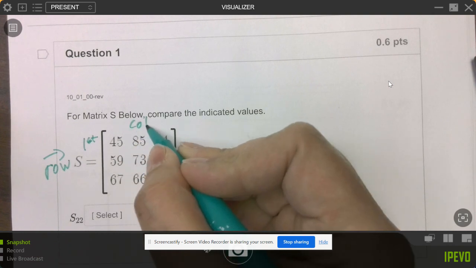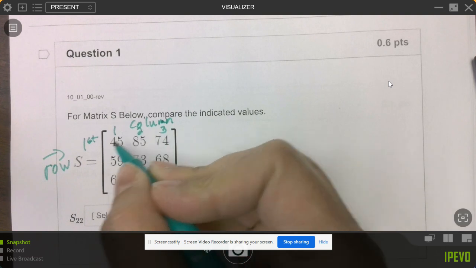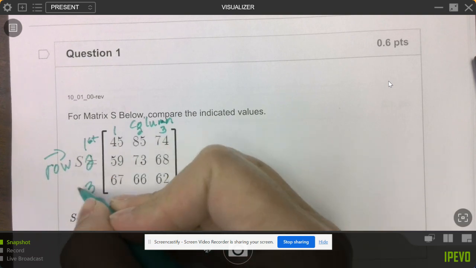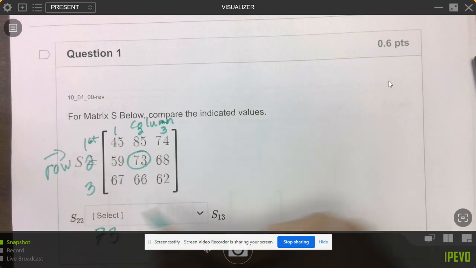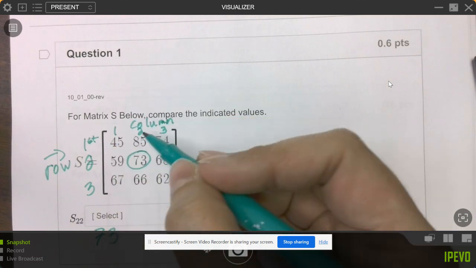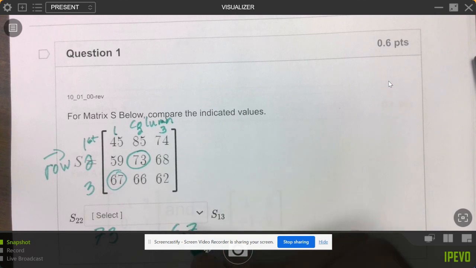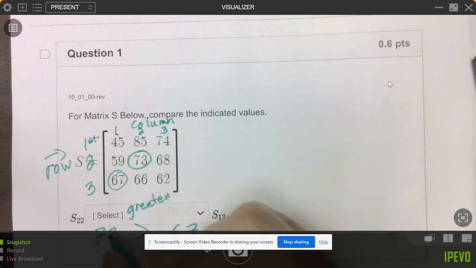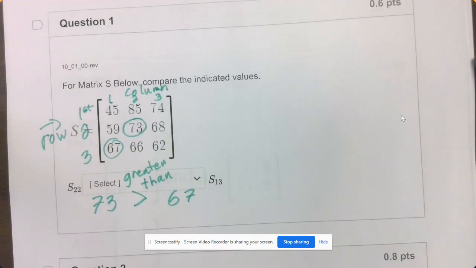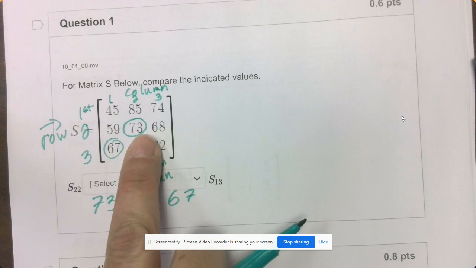Column. So 1, 2, 3. So it's going to be the second, so it would be this one, so 73. And S1, 3. Okay, so it's going to be greater than. So 73 is greater than 67.